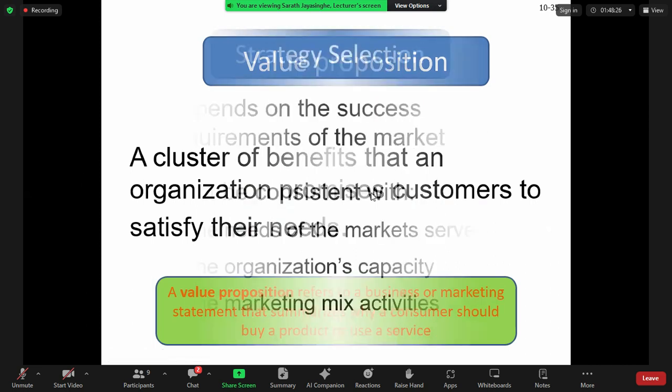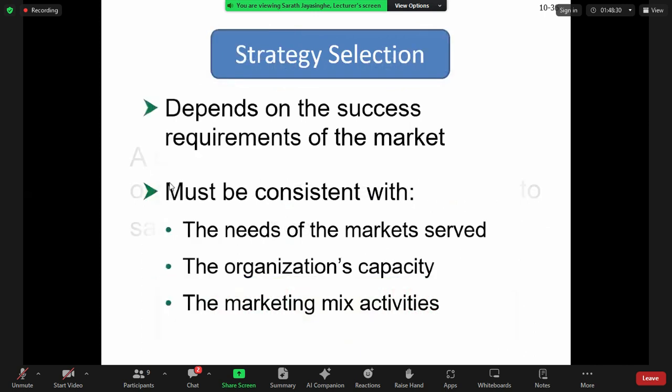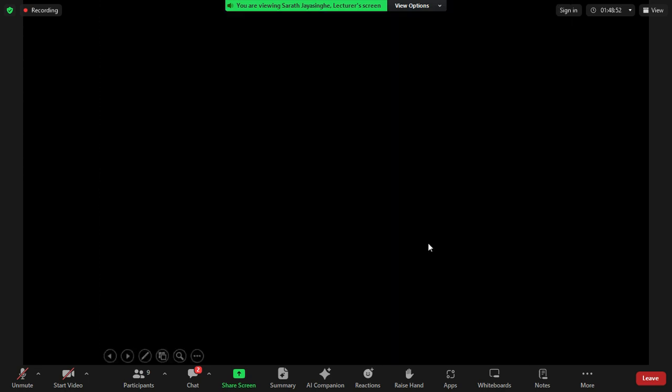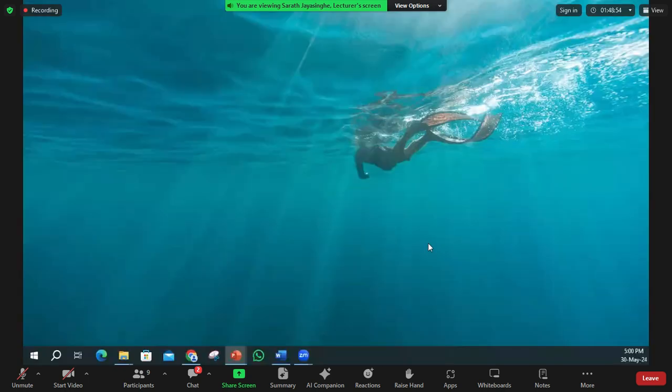Then strategy selection: you can think about different strategies depending on the requirements of the market. They must be consistent with the needs of the market served, the organizational capacity, and the marketing mix activities. Strategy selection is an art and science, requiring an understanding of markets, environmental forces, organizational capacity, marketing mix activities, and competitor reaction. Okay, that's all.